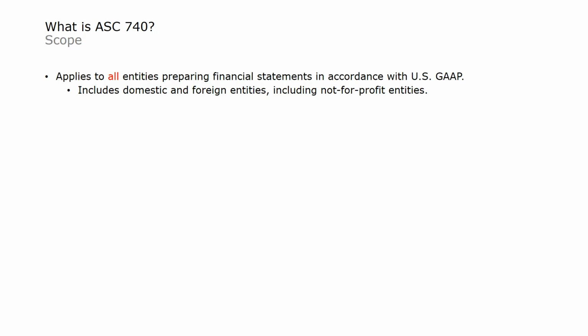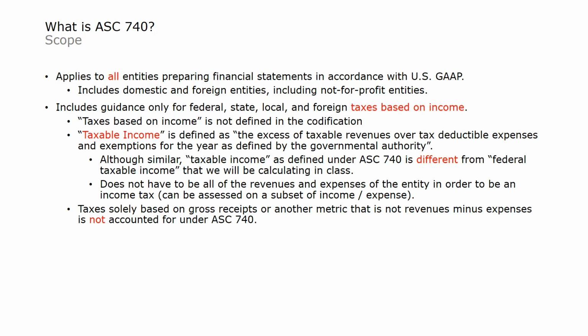So when you're out there in practice after you graduate, or either right now as you're working, whenever you see some financials, even if it's not obvious that it would apply. So ASC 740 is going to include guidance for taxes based on income. Right here, taxes based on income. This is going to apply to any sort of tax based on income, federal, state, local, and foreign. The nuance and the tricky part with ASC 740 is that the code doesn't specifically define taxes based on income. So we're sitting here wondering, what kind of taxes do we need to account for under ASC 740?